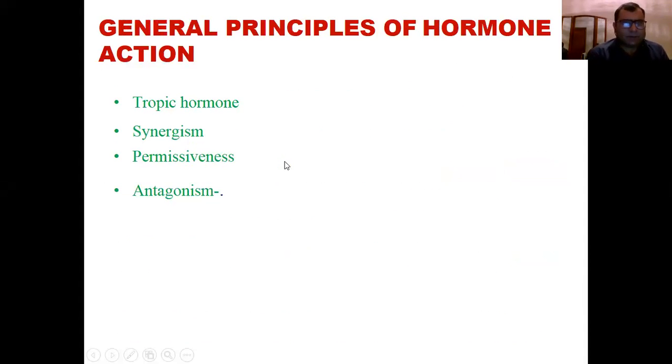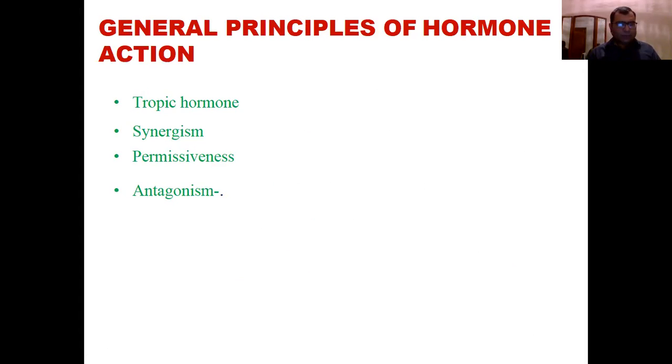The second one is synergism. When different hormones work together and have a greater effect than individual hormone action. The third one is permissiveness. A small amount of one hormone allows a second hormone to have its full effect on a target cell. For example, the first hormone permits the full action of the second hormone.